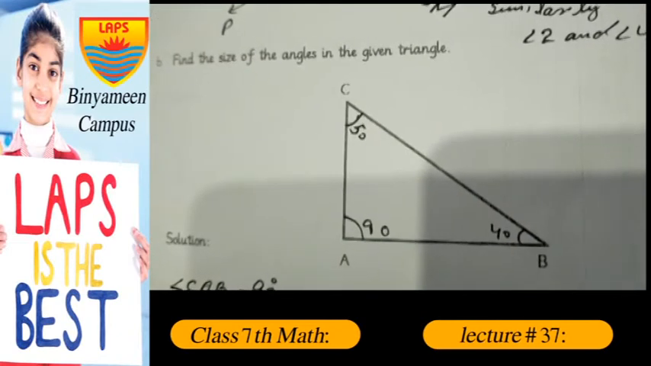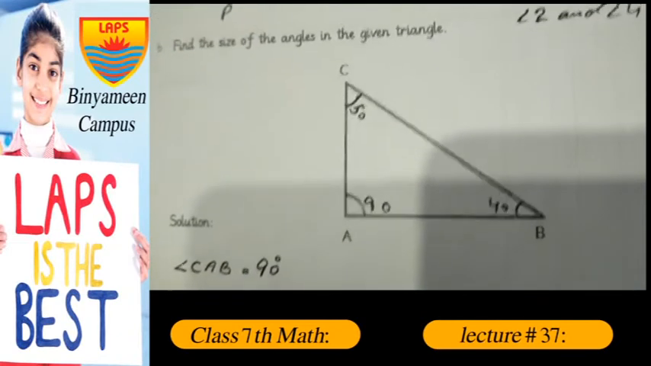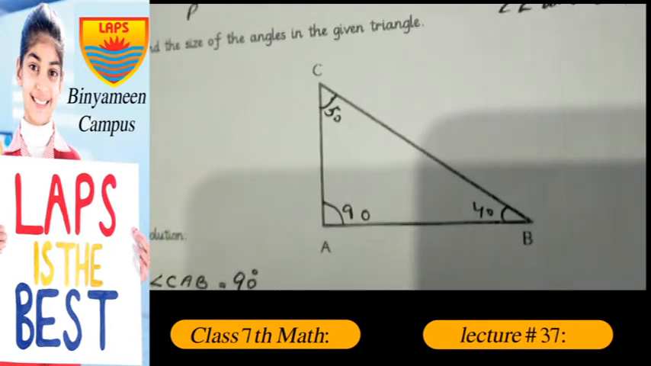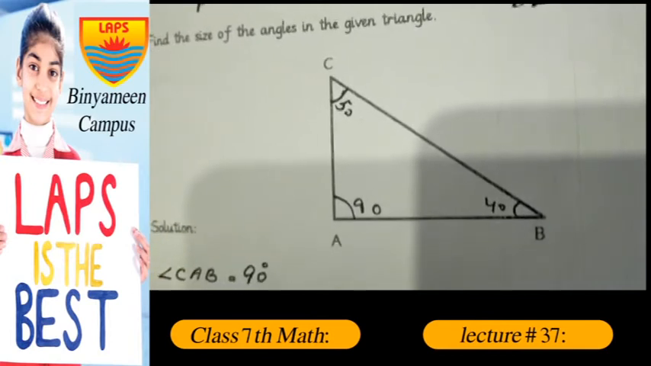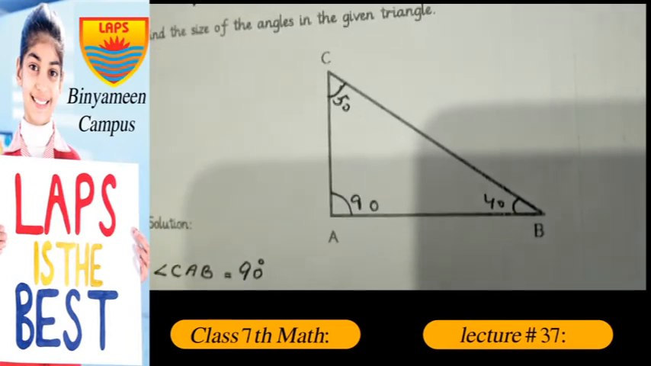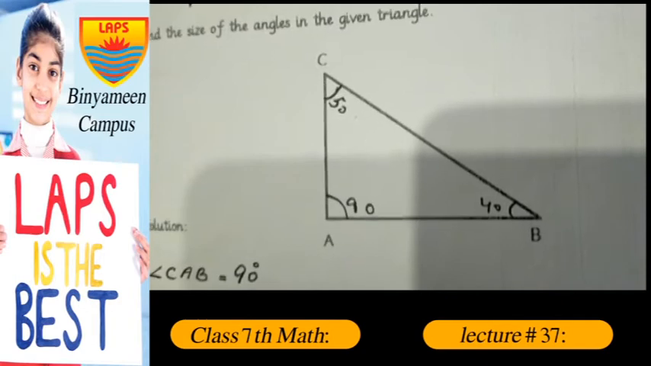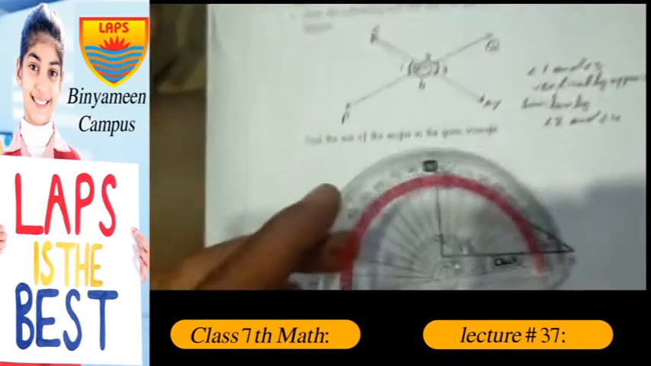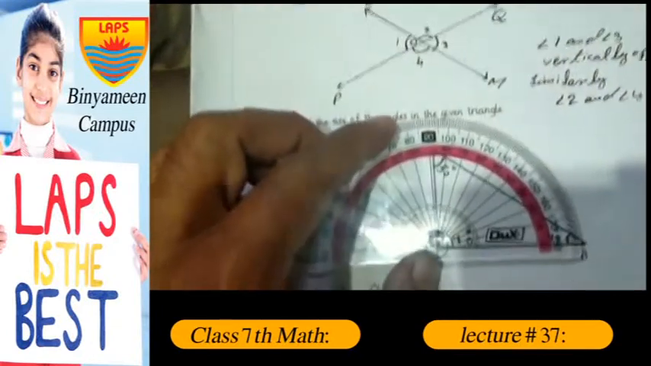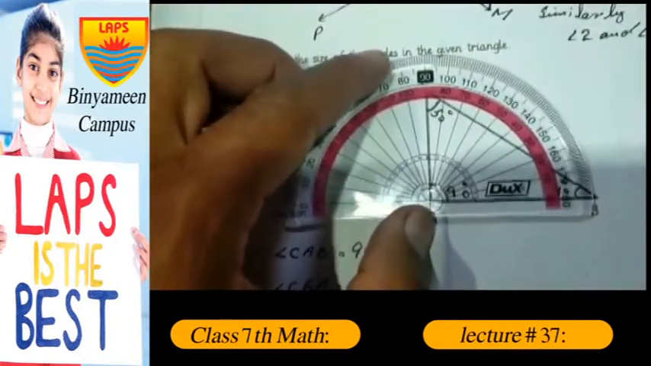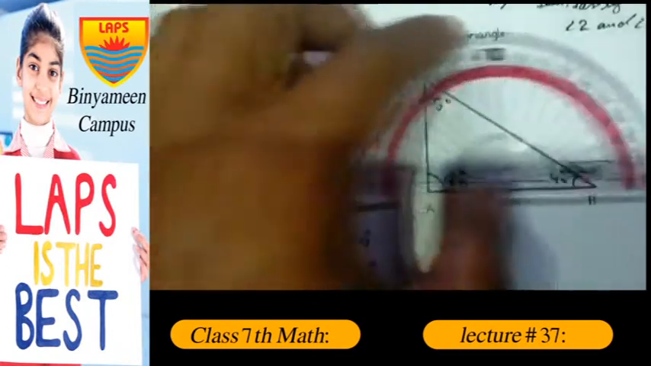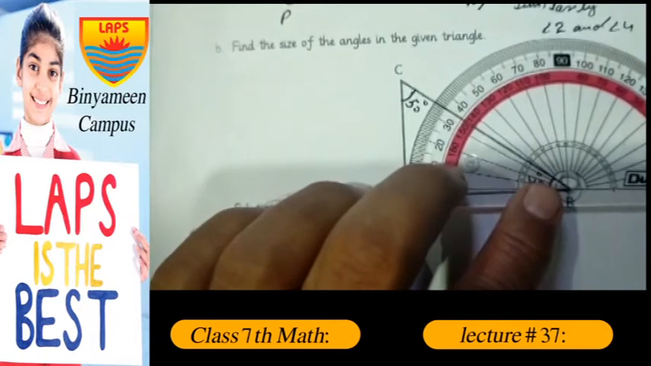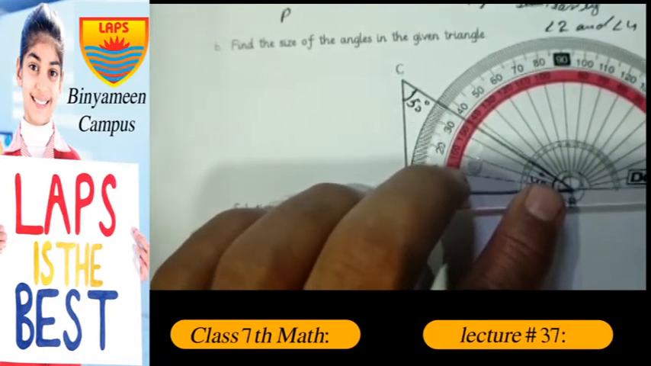Find the size of the angles in the given triangle. First we find that the size of angle A is 90 degrees, angle B is 40 degrees and angle C is 50 degrees. How to find? We put the protractor like that: 90 degrees. Okay, similarly we put it here: 40 degrees.